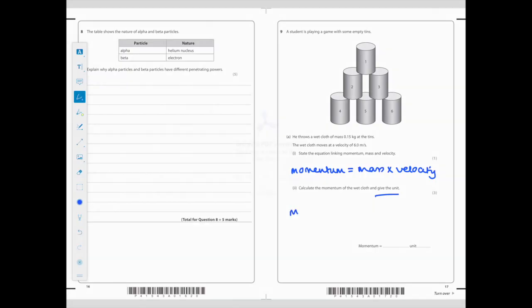So momentum equals mass, which you know is 0.15, times the velocity, which is 6. When you put that into a calculator, you'll get 0.9. And we can see that mass is kilograms, velocity is meters per second, which is why this is simply the unit. If you can't remember it, just work it out from the equation.